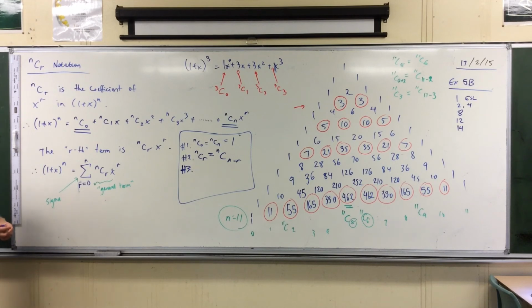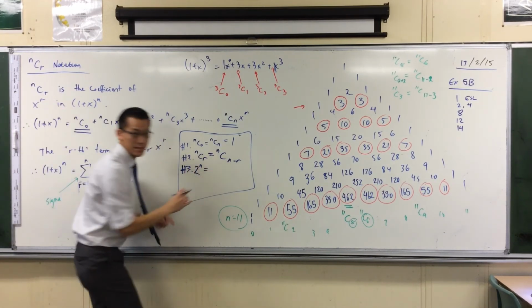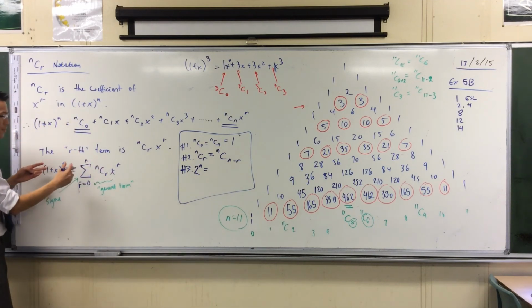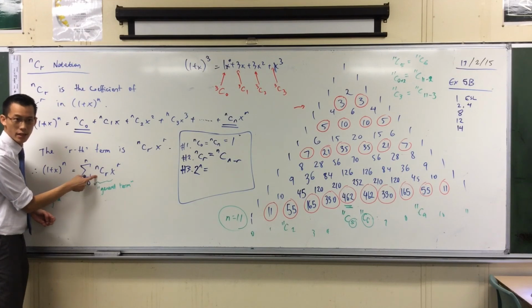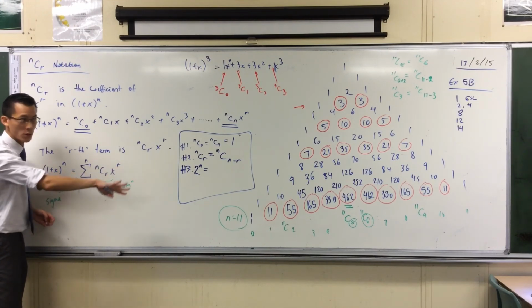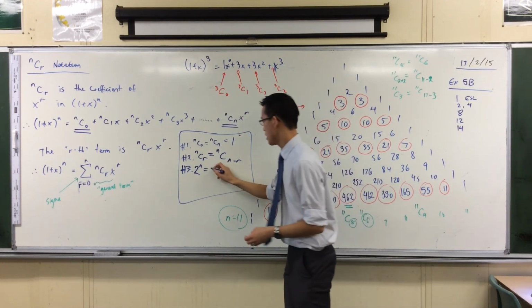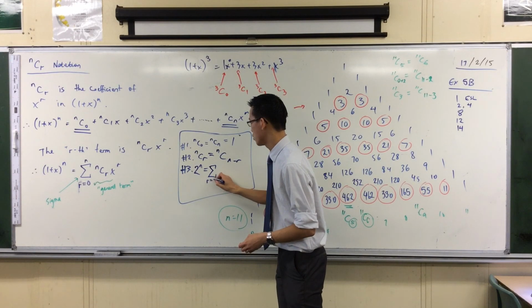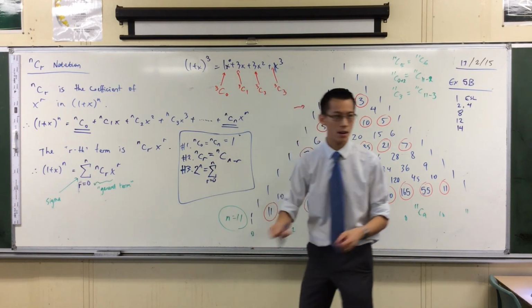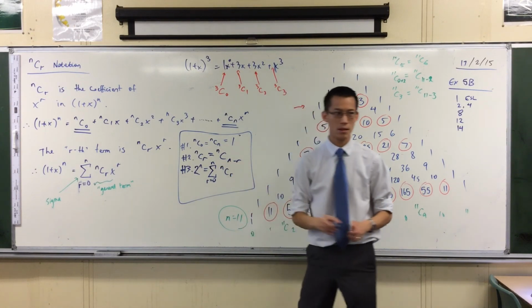I'm probably going to need more room than is in my box. Okay, so 2 to the power of n, right? That's the sum of all of these coefficients, isn't it? Right? Not the x's, forget about those guys, it's just the numbers, right? So I'm going to write that as 2 to the n is the sum from r equals 0 all the way up to n of just the coefficients.